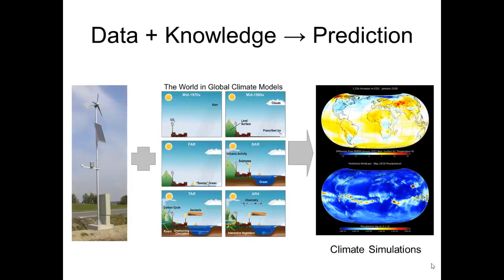Here's a practical example. So here we're taking information on climate, what we know about climate. Then we combine that with our knowledge about how climate chemistry and physics operate, and that provides the basics for climate simulation methods. So we're taking data and knowledge to produce predictions of the world.